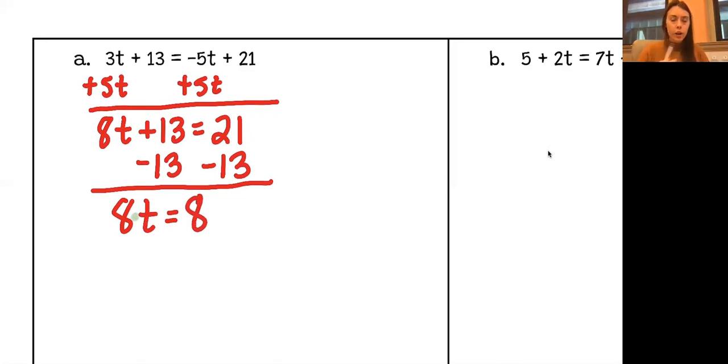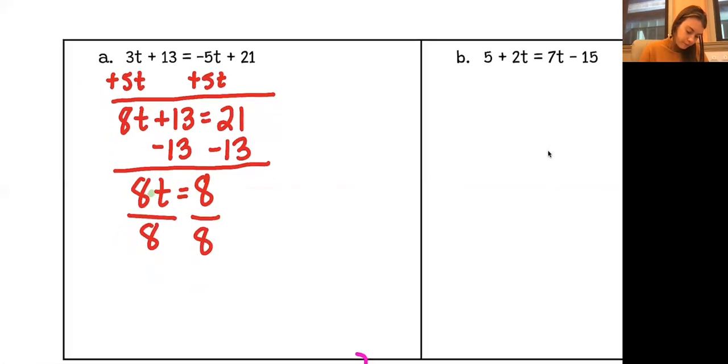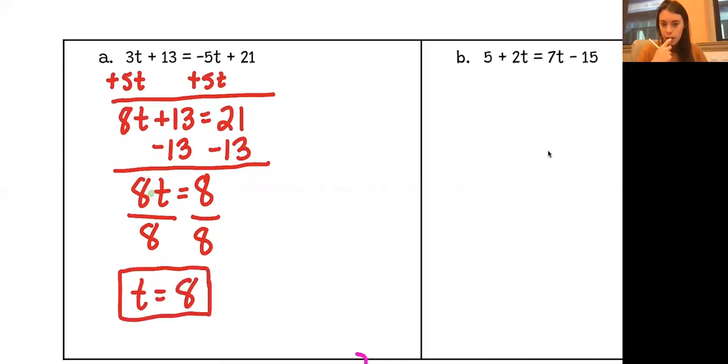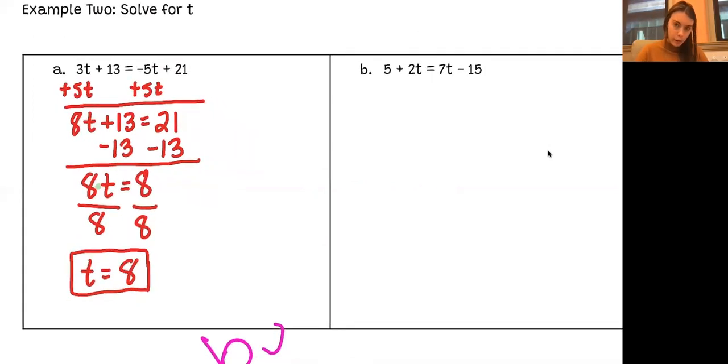8 and t are connected by multiplication. So that's what you do. You get rid of multiplication second in reverse order of operations. So I divide both sides by 8. And I'll get t equals 1. If you need more time, pause, but I'm going to move on.